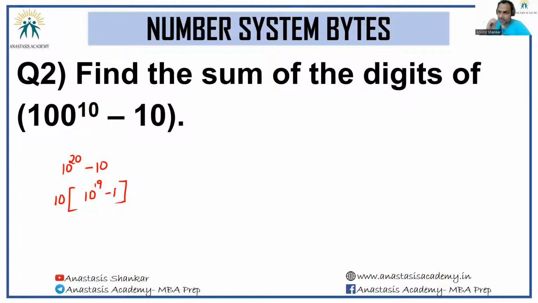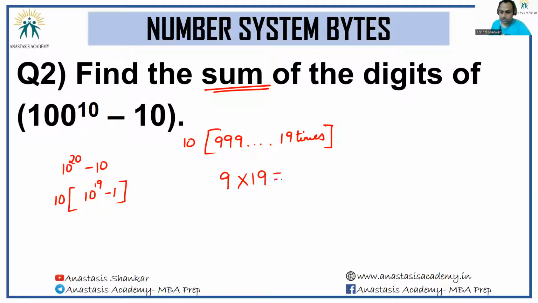from which if you subtract 1, will you get 19 nines? 9999, 19 times. And this whole thing is multiplied by 10. So 9999, 19 times, even if it is multiplied by 10, the last digit will become 0. That doesn't really change the sum of the digits, no? Sum of the digits will be given by 9 into 19, which is equal to 171. Is this correct? Yes, this is correct. Moving on.